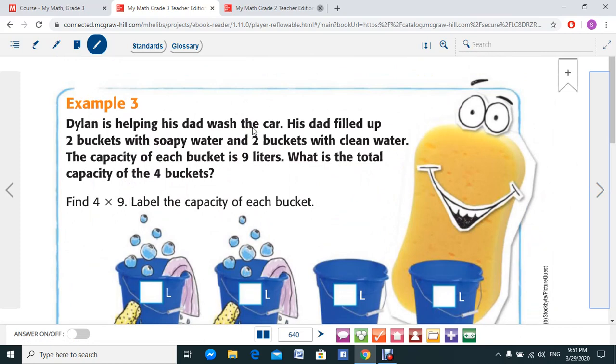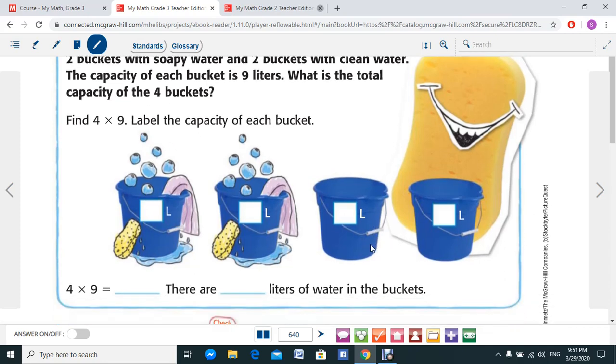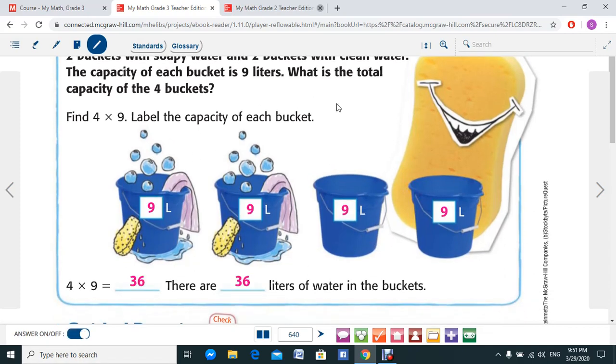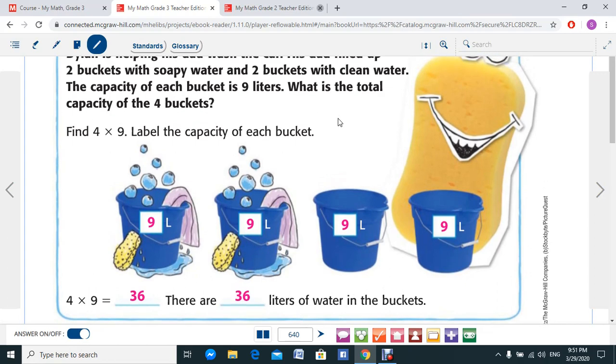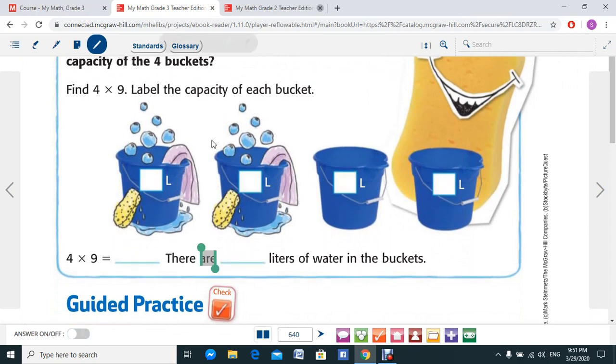Dylan is helping his dad wash the car. His dad filled up 2 buckets with soapy water and 2 buckets with clean water. The capacity of each bucket is 9 liters. So each bucket capacity is 9 liters, okay? What is the total capacity of 4 buckets? We have 4. Each one of them contains 9 liters. So I will multiply 4 by 9 and the answer is 36 liters. Okay, let's see the next question.